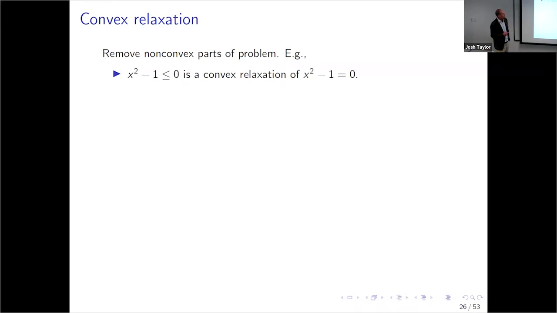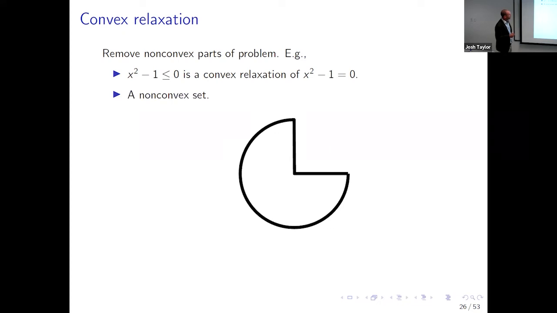which is convex relaxation. And the basic idea for convex relaxation is we try to divide up the convex and non-convex part of the problem as cleanly as possible. And then we just throw away the non-convex part and hope that we haven't lost too much information. So for example, x squared minus 1 less than or equal to 0 is a convex relaxation of x squared minus 1 equals 0.